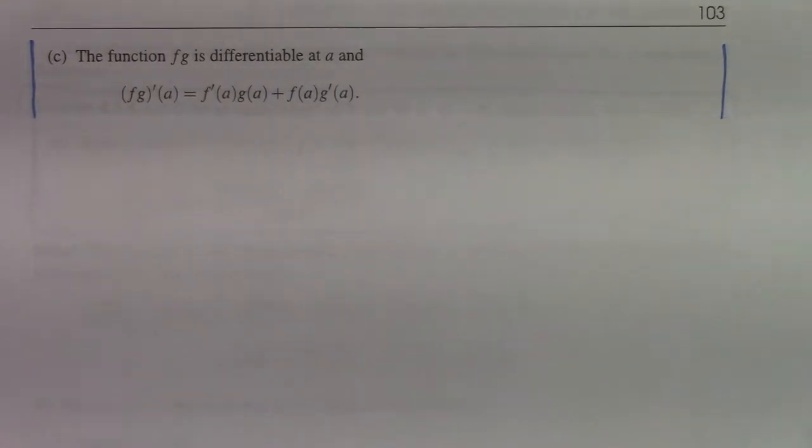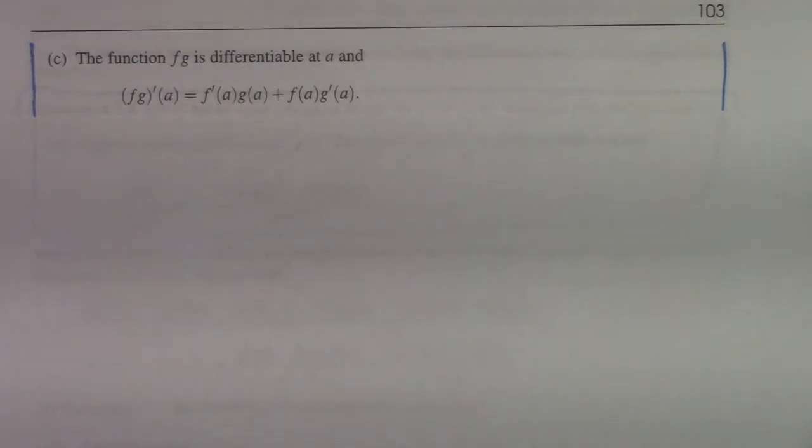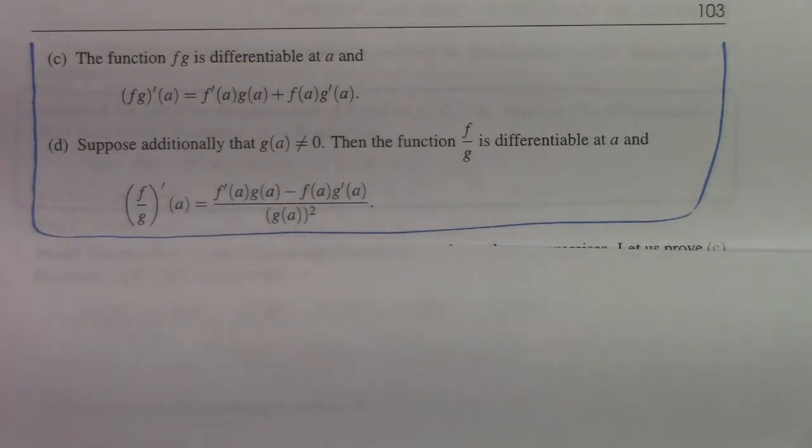So, for the product of functions f times g, (fg)'(a) is f'(a) g(a) plus f(a) g'(a). This is the product rule, or sometimes called the Leibniz rule. And then, of course, we have the quotient rule down here. So how do you prove these? Well, direct attack from the definition will do it.